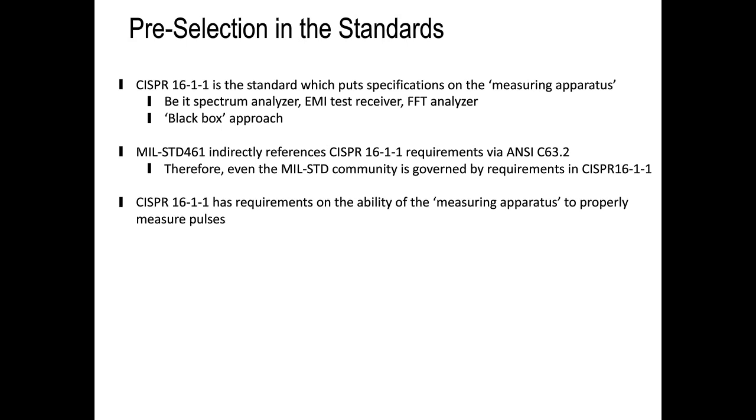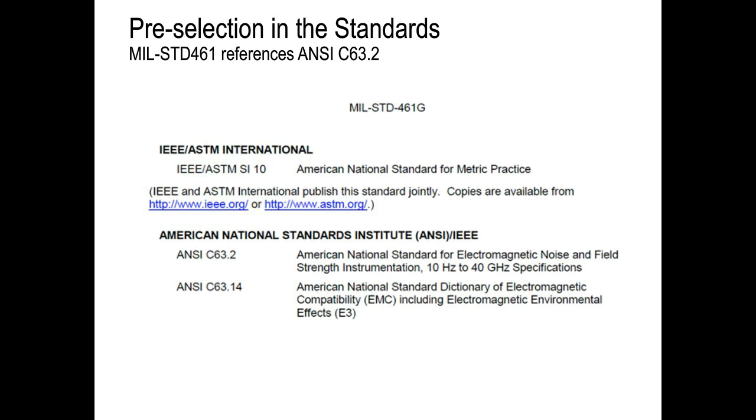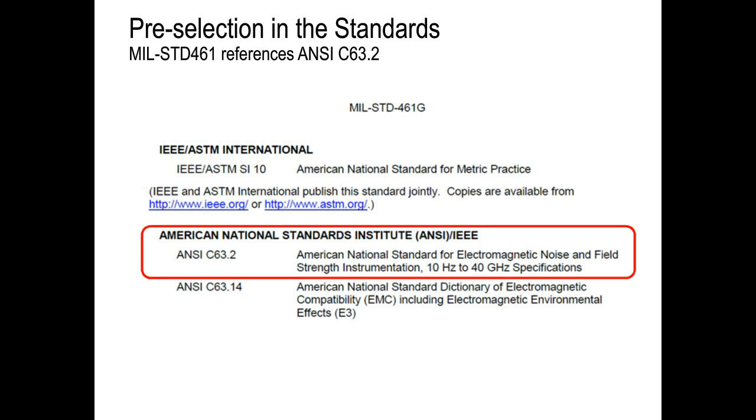Okay, CISPR 16-1-1 has requirements on the ability of the measuring apparatus to properly measure pulses. Therefore, the pulse handling requirements translate into dynamic range and pre-selection architectural requirements on the said measuring apparatus, be it your spectrum analyzer or receiver. So it's one thing to say that, but let's just quickly go through and look at the standards as they are. So this is a copy of MIL Standard 461. And what does it do? It references ANSI C63.2.